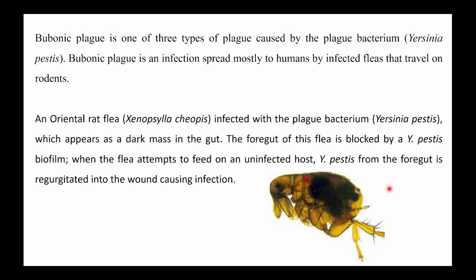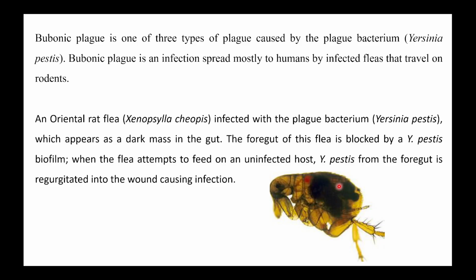And it is an infection that is spread mostly to humans by infected fleas that travel on rodents. So fleas are like insects, small insects. So this is a picture of that flea. So oriental rat flea, the scientific name is Xenopsylla cheopis, and this is the flea that is infected by the bacterium Yersinia pestis. So, Yersinia pestis resides in the gut of these fleas.